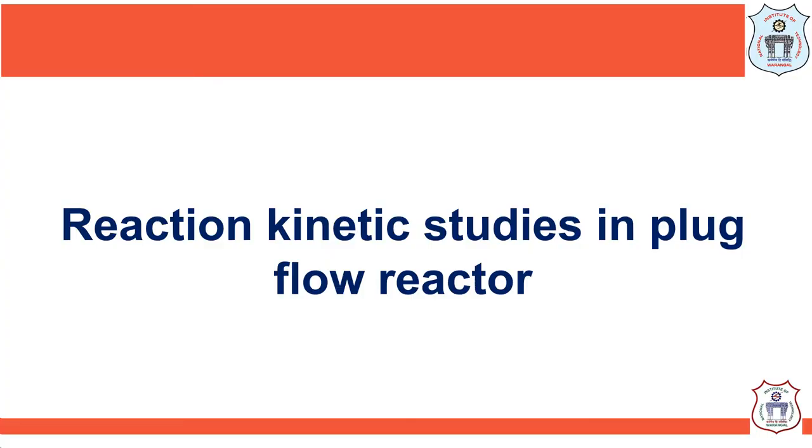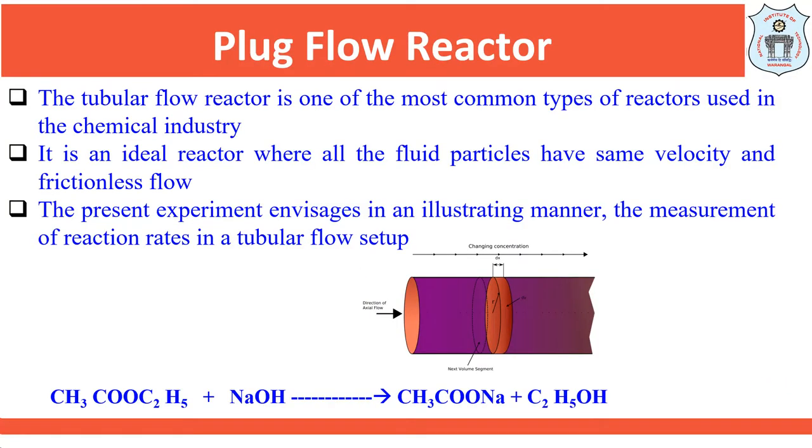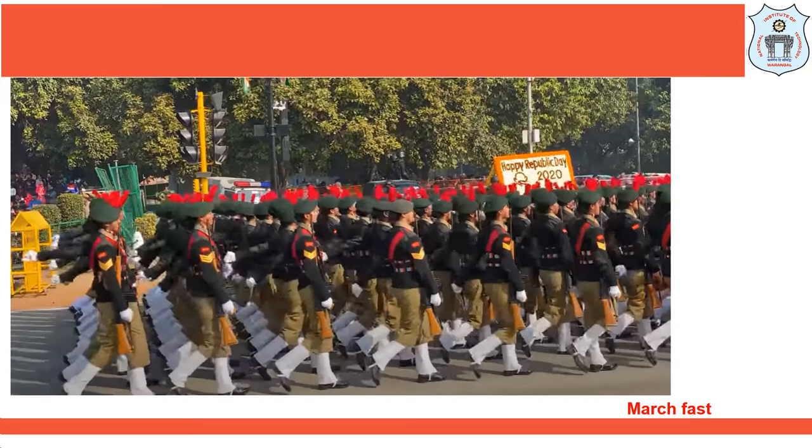Coming to the theory part of this experiment, a plug flow reactor is an idealized flow reactor. It flows such that along the direction of the flow, all the reaction mixture moves at the same speed, and there is no back mixing or back flow along the direction of the fluid flow. The contents flow like a disciplined set of students moving in assembly. Just like in a parade, one row keeps moving forward and another row follows them. There is no back mixing of the students.